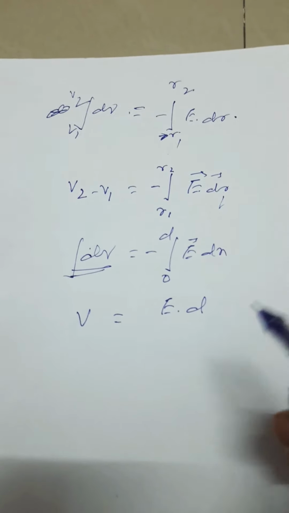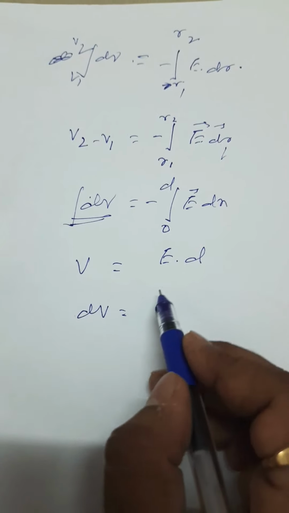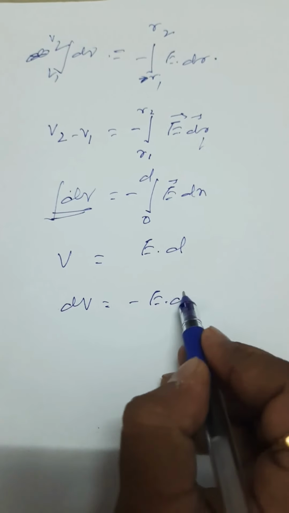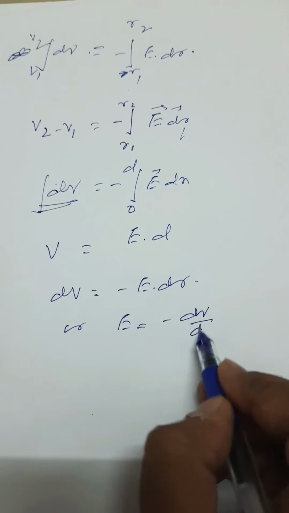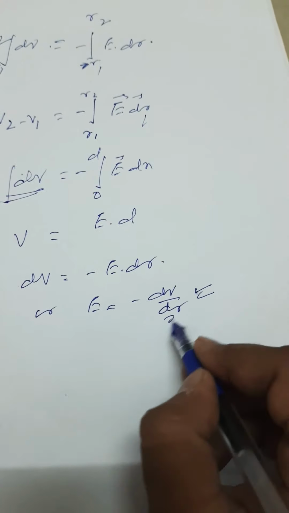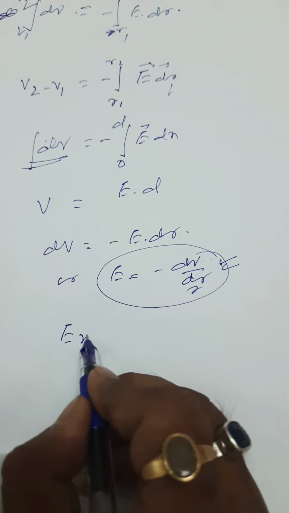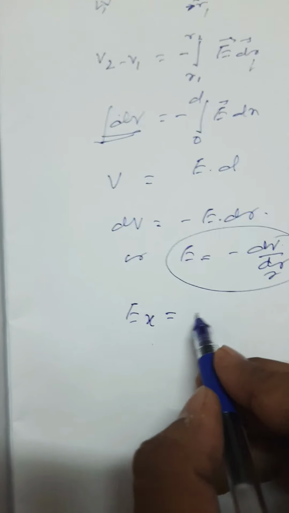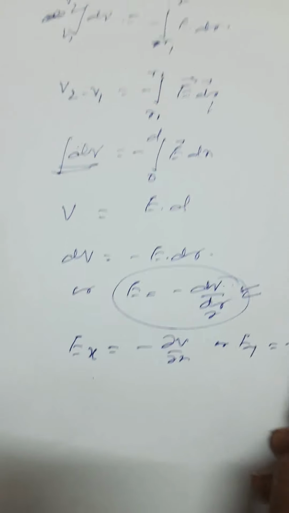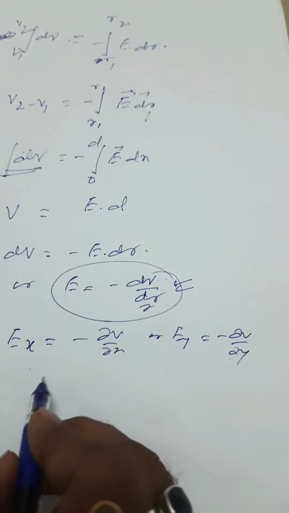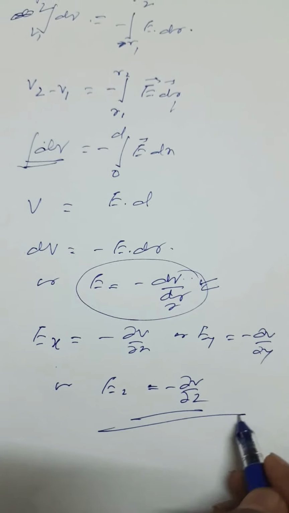Ultimately the form of the relation which you'll get is dV is equal to minus E dr, or E equal to minus dV by dr. So this is along any dimensional space. If we talk about the components, it will be Ex is equal to minus del V by del x, Ey equal to minus del V by del y, or Ez equal to minus del V by del z. So this is a very important relation basically.